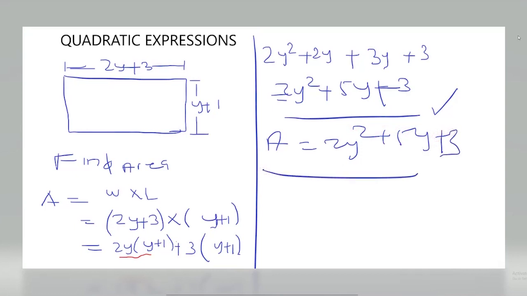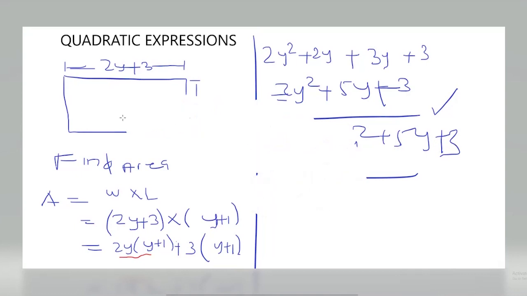Since y has the highest power, this is a quadratic expression, where 2 is the coefficient of y squared, 5 is the coefficient of y, and 3 is a constant.